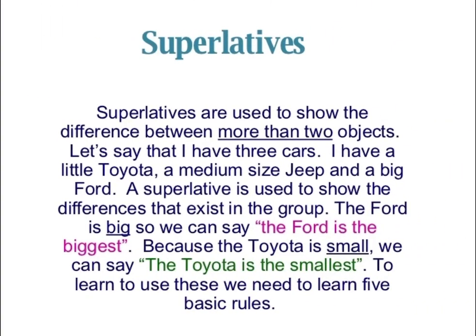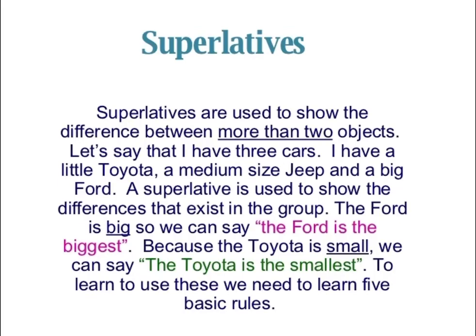Superlatives. Superlatives are used to show the difference between more than 2 objects. Let's say that I have 3 cars. I have a little Toyota, a medium-sized Jeep, and the Ford. A superlative is used to show the difference that exists in the group. The Ford is big, so we can say the Ford is the biggest. Because the Toyota is small, we can say the Toyota is the smallest.